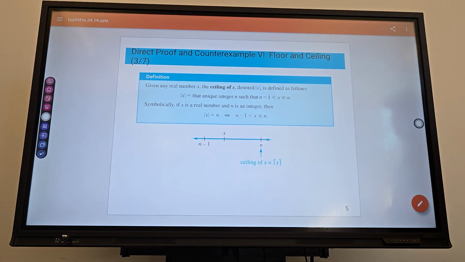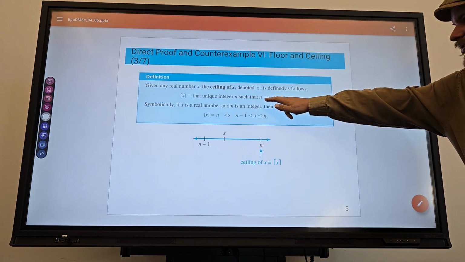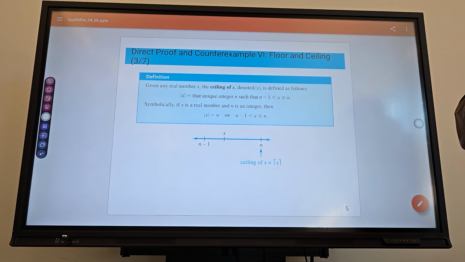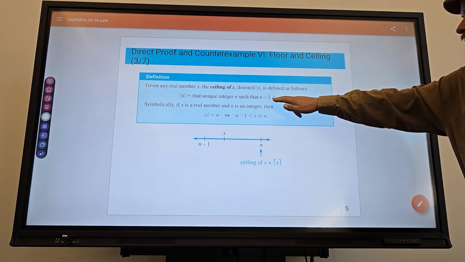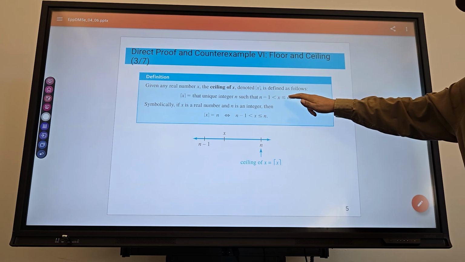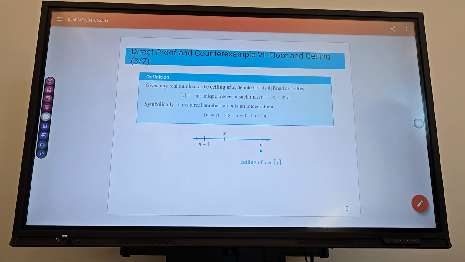So it's represented by an inequality. The floor and ceiling are both represented by inequalities. N minus 1 is less than x, which is less than or equal to n for the ceiling.